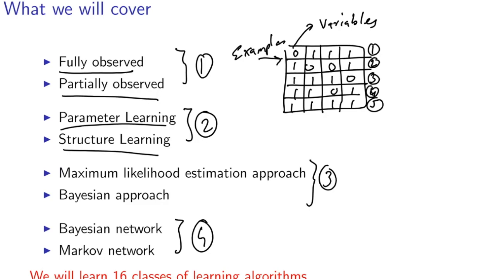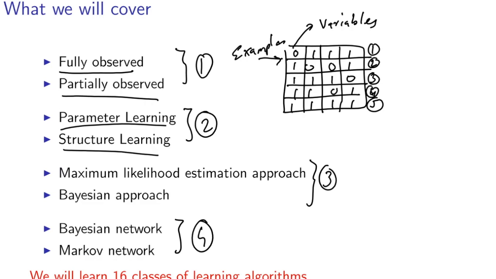In structure learning, we have to learn both the structure as well as the parameters of the graphical model from data. Structure learning includes parameter learning as a subproblem, and therefore is a much harder problem as compared to parameter learning.